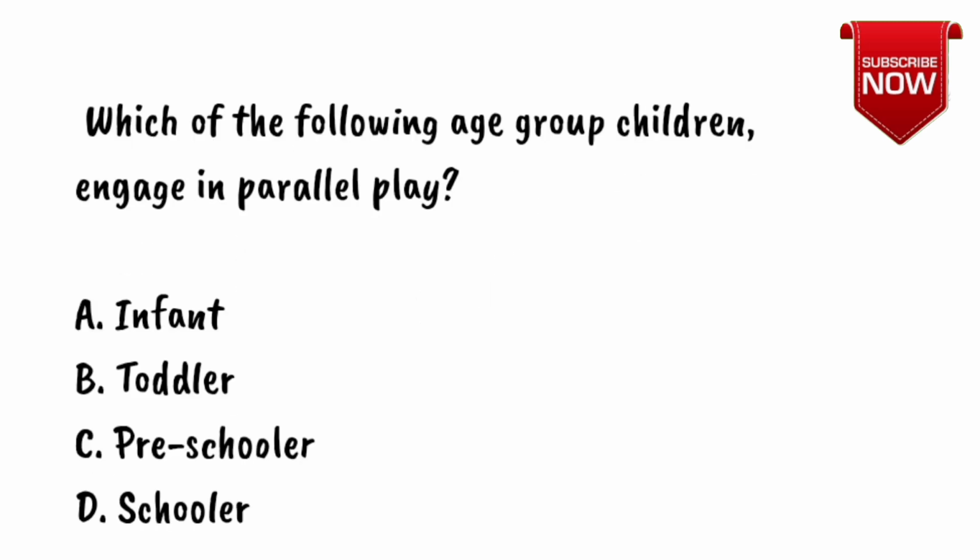Which of the following age group children engage in parallel play? Option A, infant. Option B, toddler. Option C, preschooler. Option D, schooler. The correct answer is option B, toddler. Parallel play: the child begins to play side by side with other children without any interaction. They are not paying attention to each other.